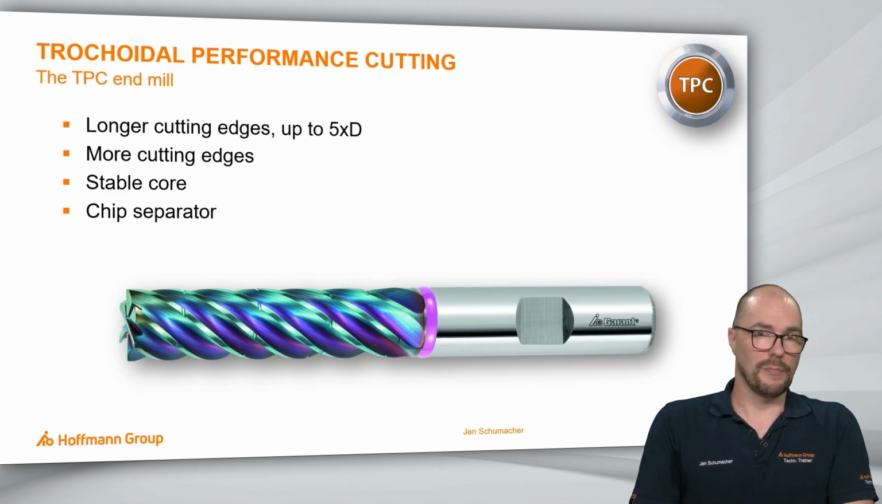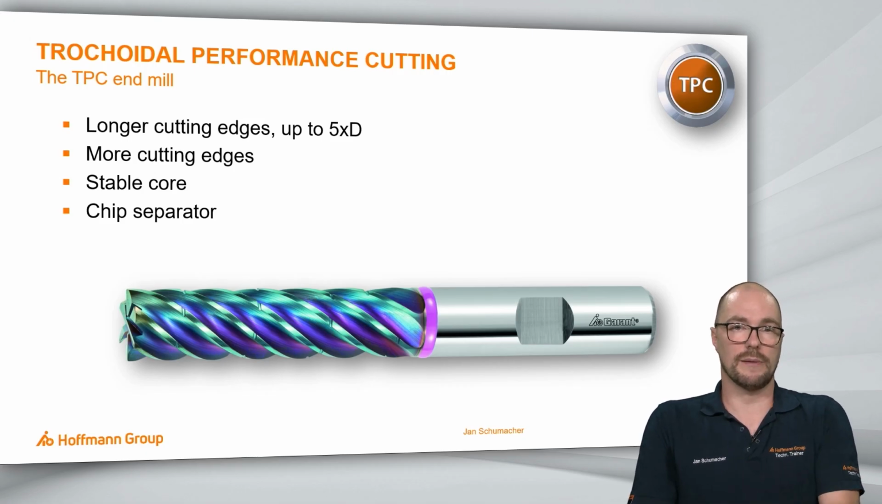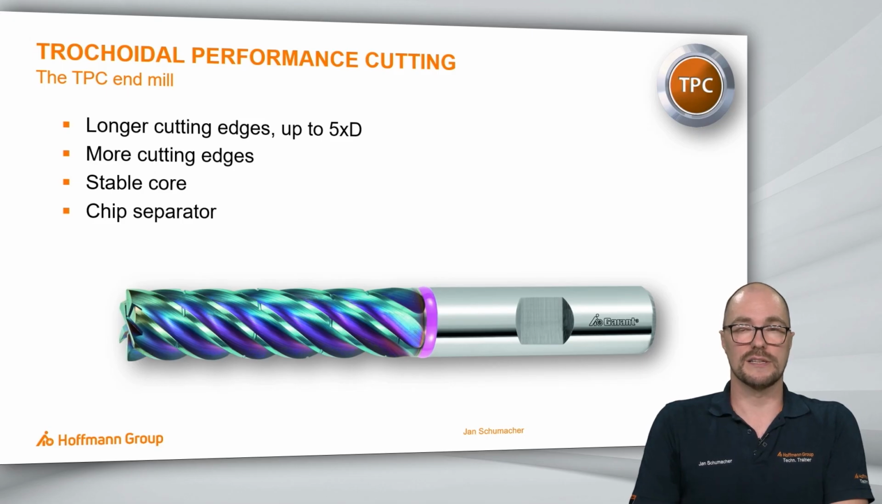And you may recognize a small detail, a small notch on the circumference of the tool, which is a chip separator. This chip separator helps us to get rid of the long chips by splitting them into smaller segments that can be easily evacuated.